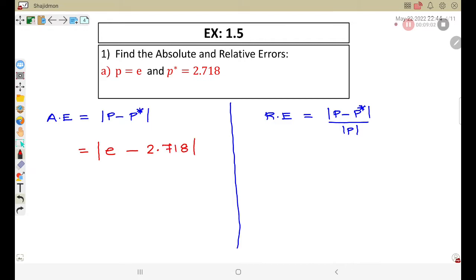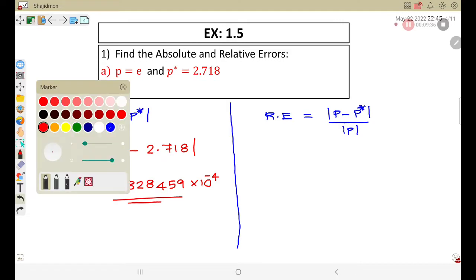2.718. Check your calculator. What is this number? e means how are you entering it in the calculator? Shift ln and power 1. Don't forget, e means e power 1. And don't forget shift hyp also for the absolute symbol. So you will get the answer 2.8182849 multiplied 10 power minus 4. This is the absolute error in the calculation.